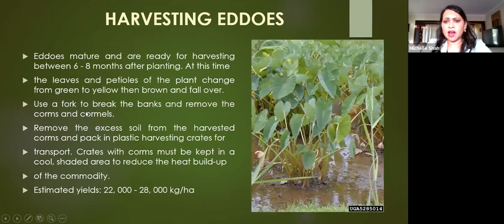Harvesting adults. Adults mature and are ready for harvesting between 6 to 8 months after planting. At this time, leaves and petioles of the plant change from green to yellow and then brown and fall over. Use a fork to break the banks and remove the corms and cormels. Remove excess soil from the harvested corms and pack in plastic harvesting crates for transport. Crates with corms must be kept in a cool, shaded area to reduce heat buildup in the commodity. And we have estimated yields of, say, 22,000 to 28,000 kilograms per hectare.